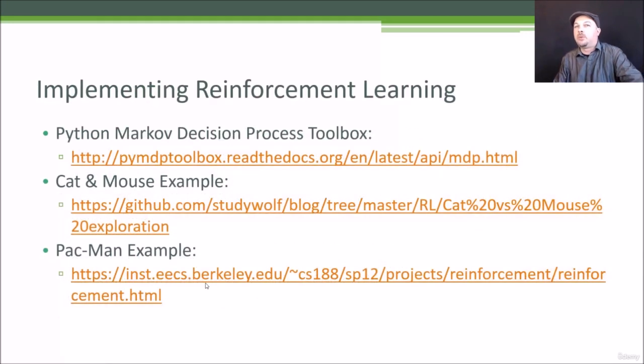If you want to go look at it in more detail, here are a few examples you can look at that have some actual source code you can look at and potentially play with. So there's a Python Markov decision process toolbox that wraps it up in all that terminology we talked about. There's an example you can look at, a working example of the cat and mouse game, which is similar. And there's actually a Pac-Man example you can look at online as well that ties in more directly to what we were talking about. So feel free to explore these links and learn even more about it. But that is reinforcement learning in a nutshell.